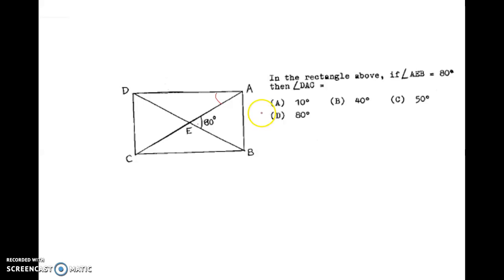This is actually so similar to the other question. First things first, you need to realize that in a rectangle, sorry, you see you have two diagonals, right?